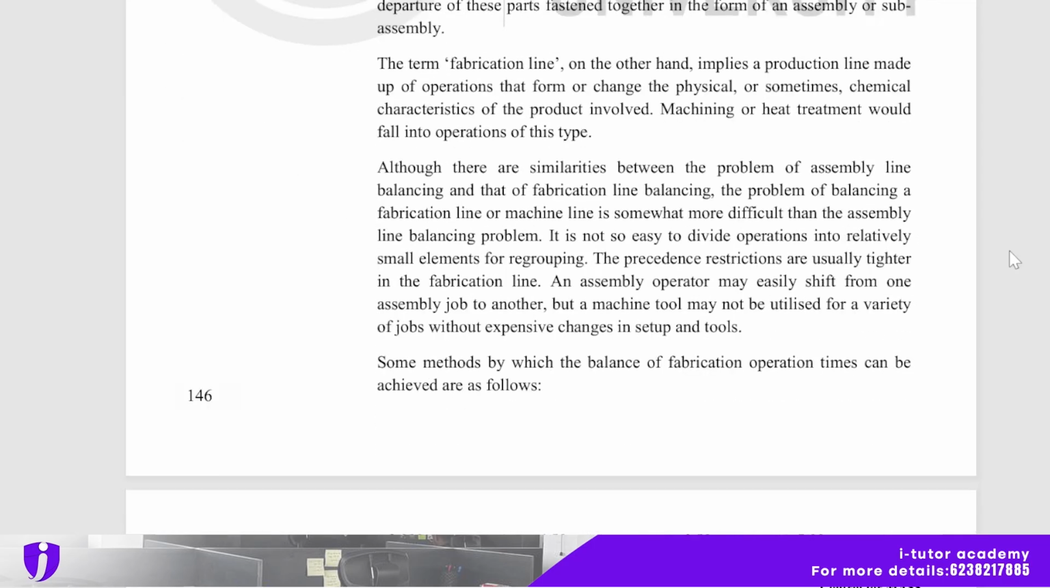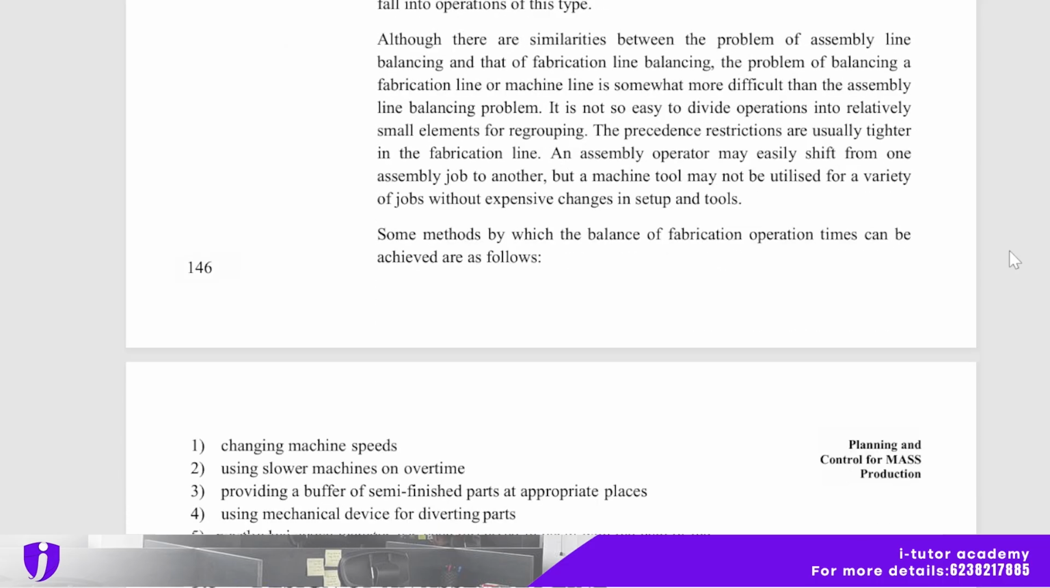The term fabrication line, on the other hand, implies a production line made up of operations that form or change the physical or sometimes chemical characteristics of the product involved. Machining or heat treatment would fall into operations of this type. Although there are similarities between the problem of assembly line balancing and that of fabrication line balancing, the problem of balancing a fabrication line or machine line is somewhat more difficult than the assembly line balancing problem.